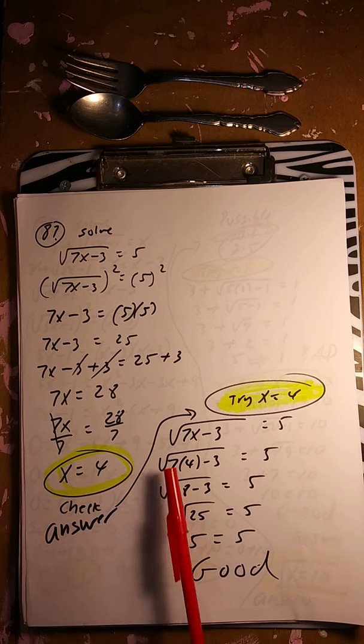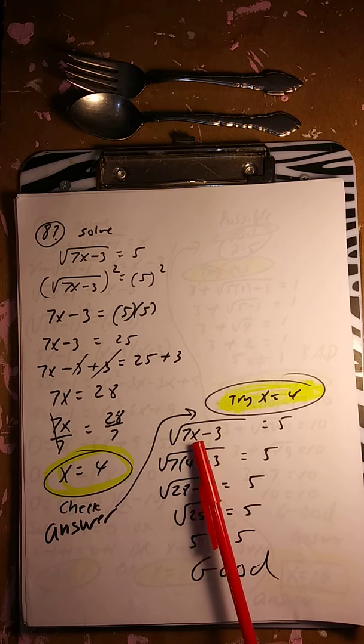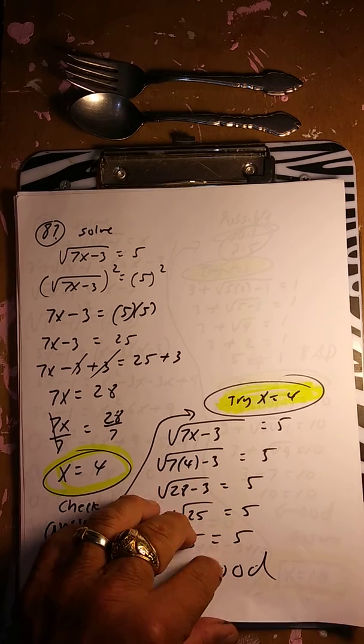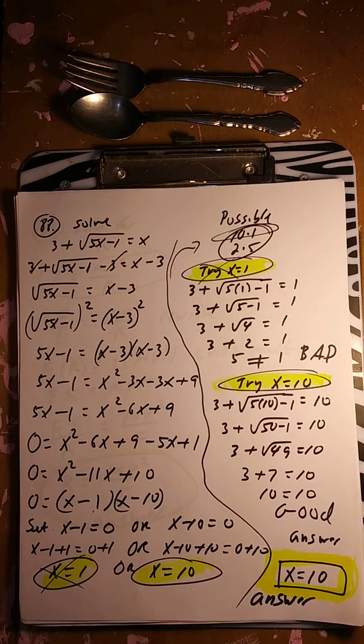Check it. Does it work? Put it in the original problem. 7x minus 3, 7 times 4 is 28 minus 3 is 25. The square root of 25 is 5. Does that match the other side? 5 is 5. Good. It does work. You check it. Holy cow. 88.